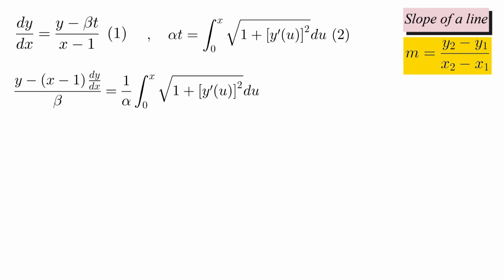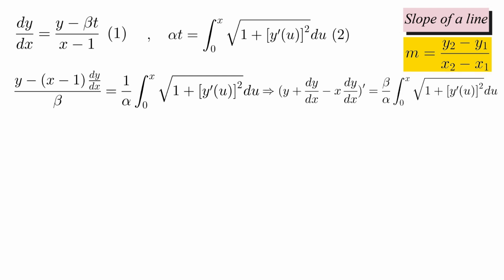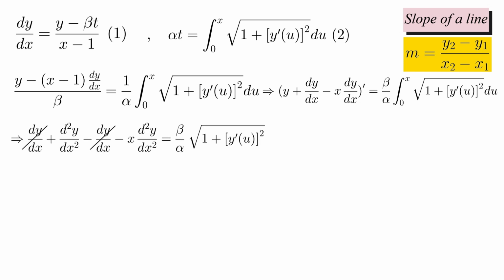So now we differentiate both sides with respect to x, and we get y prime plus dy/dx minus x times d squared y over dx squared equals beta over alpha times the square root of 1 plus (dy/dx) squared, which is d squared y over dx squared, which is the second derivative of the function y, minus x d squared y over dx squared equals beta over alpha times the square root of 1 plus (dy/dx) squared. This gives x minus 1 times d squared y over dx squared equals minus beta over alpha times the square root of 1 plus (dy/dx) squared.